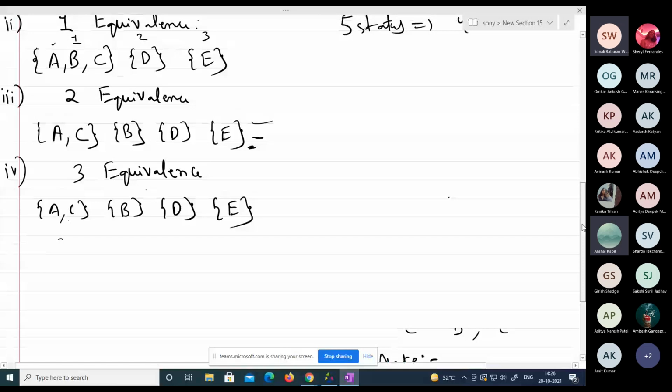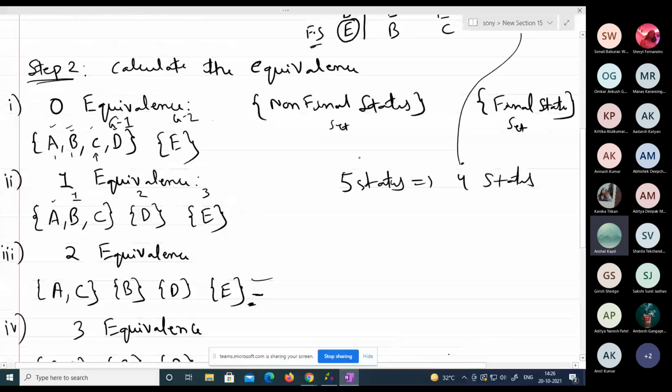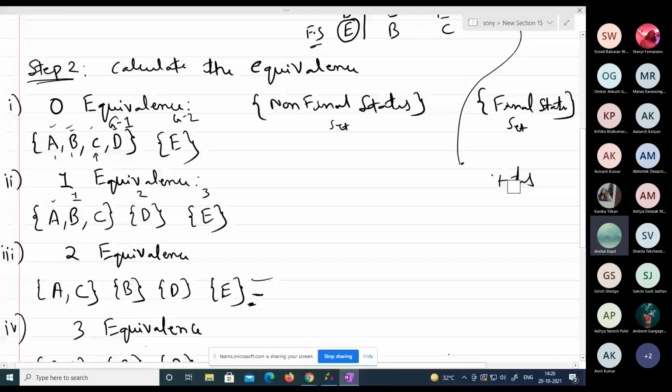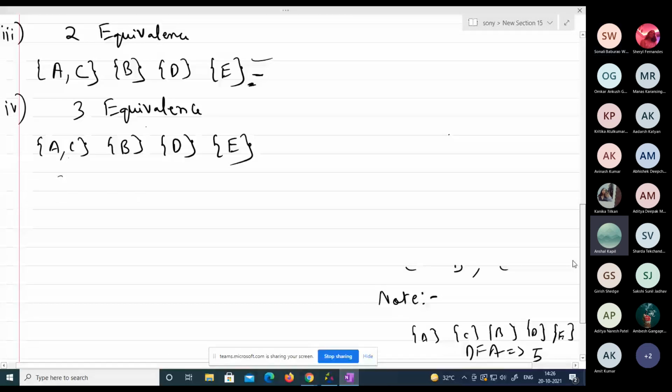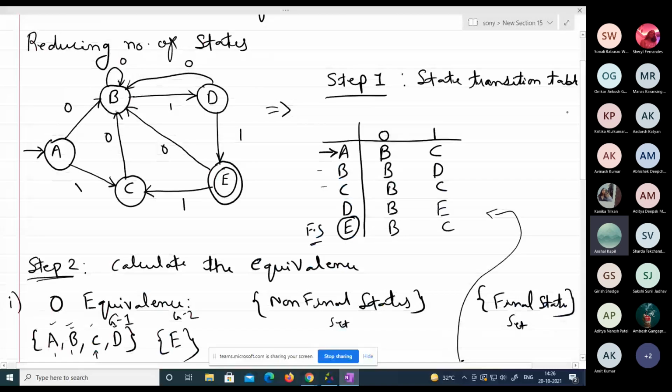Ma'am, I think the original question has a problem. Which DFA? This one? I think there is only one transition coming out of C. Yes, yes. That might be an issue. You should have one more transition over here, coming out of C.